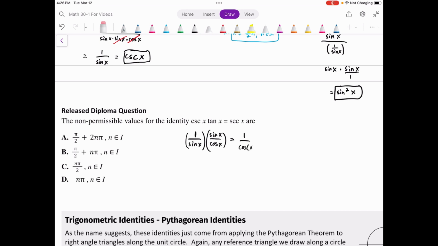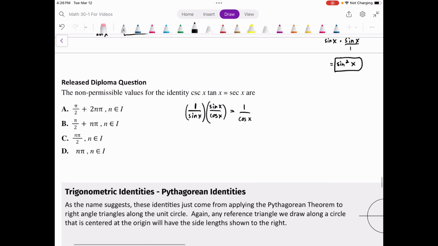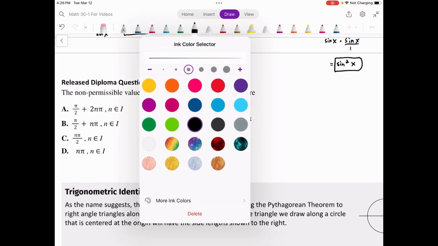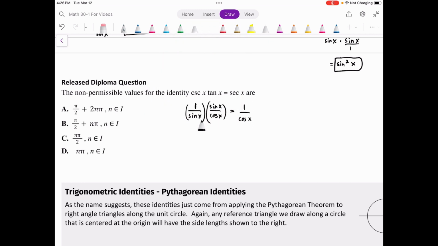And see what I mean? It's now a lot easier to tell what exactly we're working with when it comes to what are we not allowed to divide by, right? Or rather, what are we not allowed to make x so that we are not dividing by 0? And so now we can see, right? Take a look. Our NPVs are going to come from the fact that sine x cannot equal 0, or we'd be dividing by 0 here. Cos of x cannot equal 0, or we'd be dividing by 0 here.